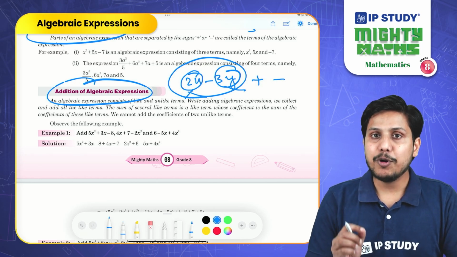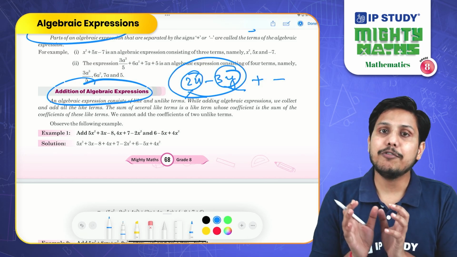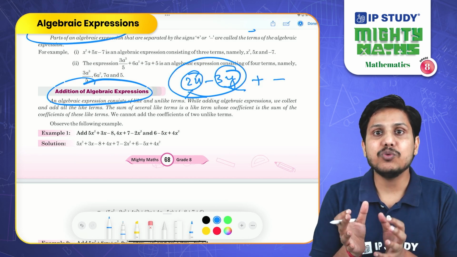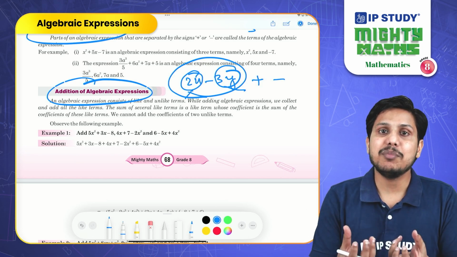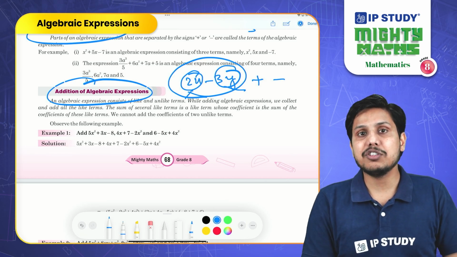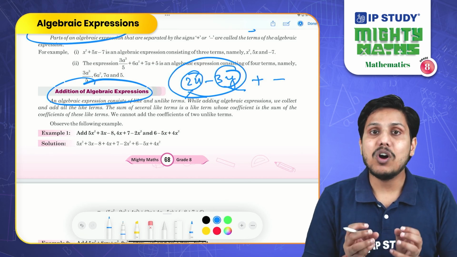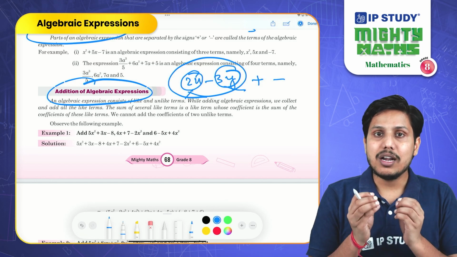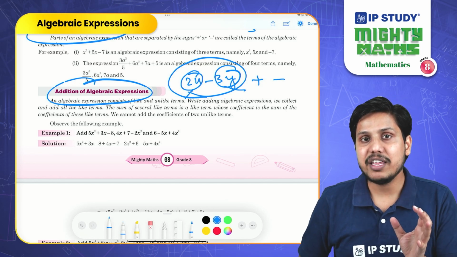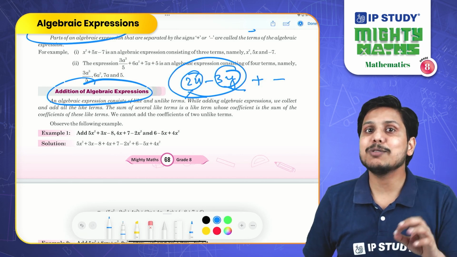Now moving to the next topic, addition of algebraic expressions. Students, before proceeding to the method of adding two algebraic expressions, we need to understand which two algebraic expressions can be added, or what terms can be added together. So first of all we need to understand what is a like term. Like terms mean terms having the same variables as well as the same exponent on the variables.